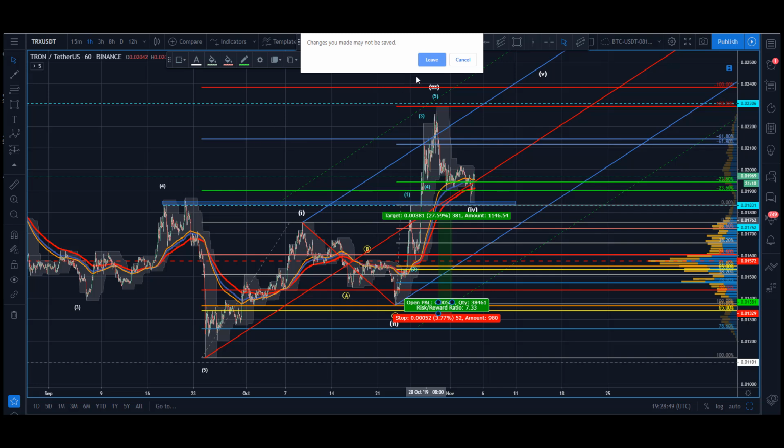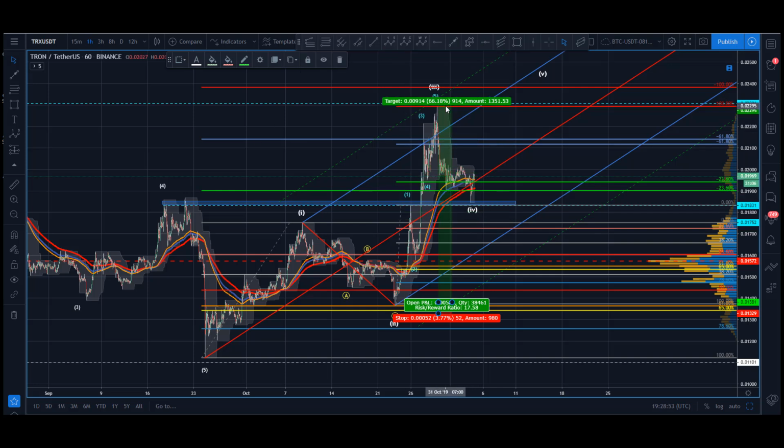7.2 to 1. Wave 3 target, 17.5 to 1. What did we just do? Do I really care what the subdivision is here of this first wave? No, I don't. That's me personally. I could care less. Do I care that I'm not so sure about the ABC in here? No, not really. This is what I care about. That right there. That's enough for me.